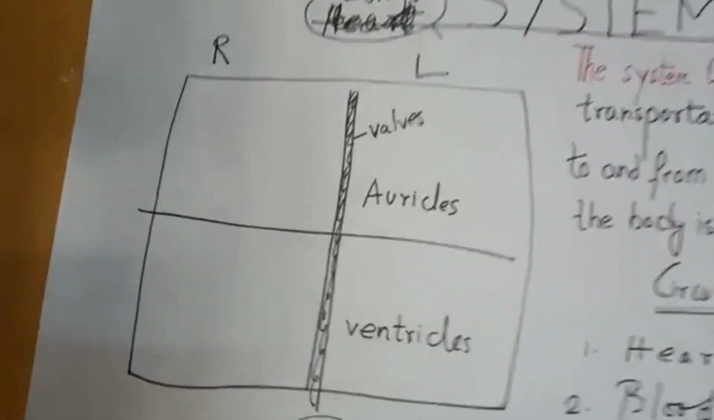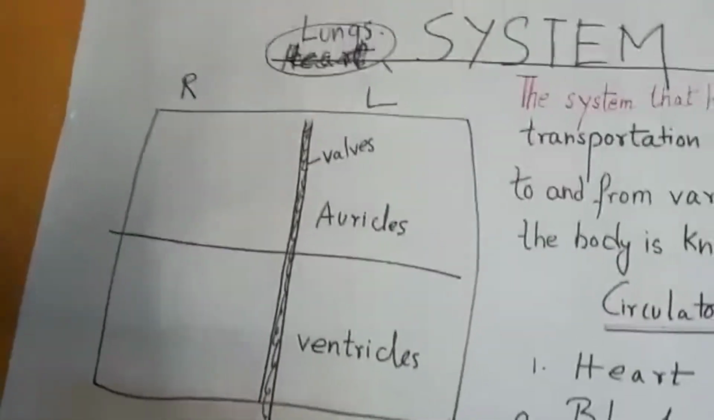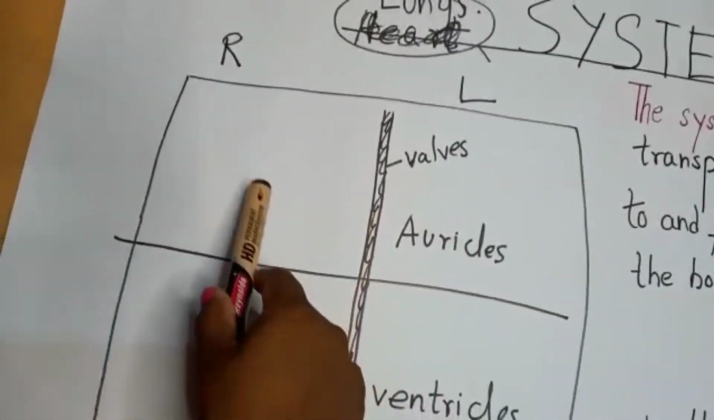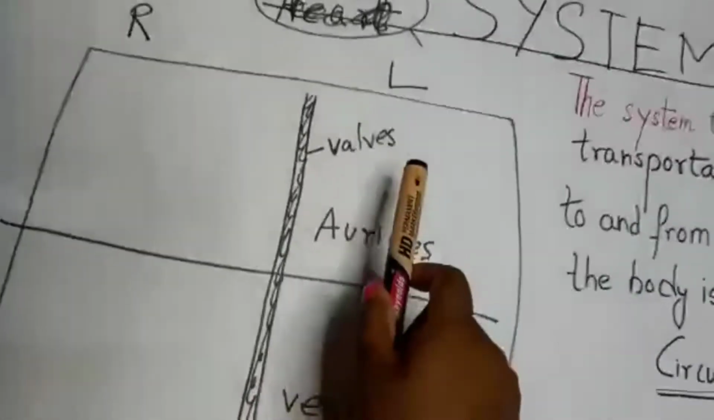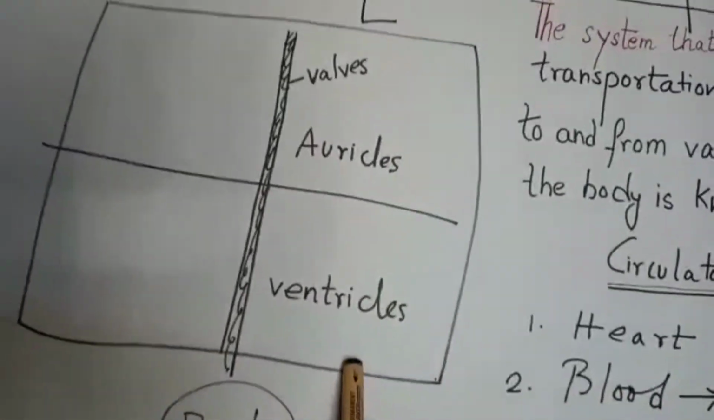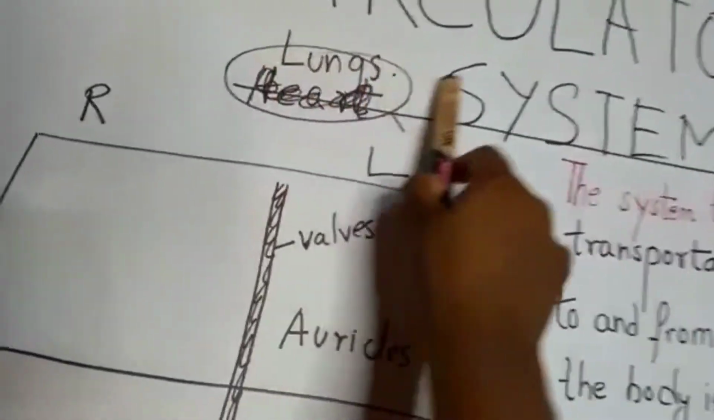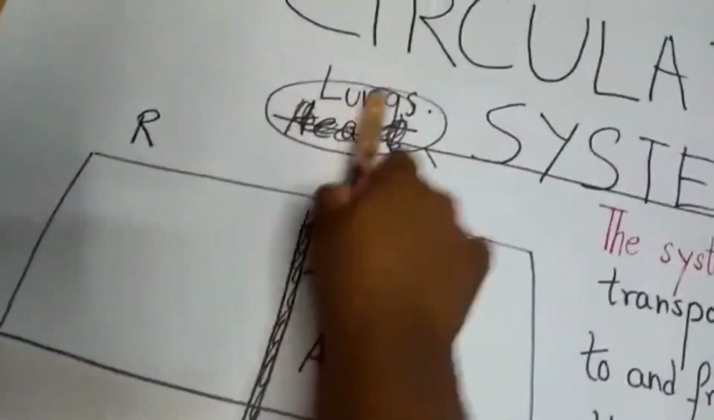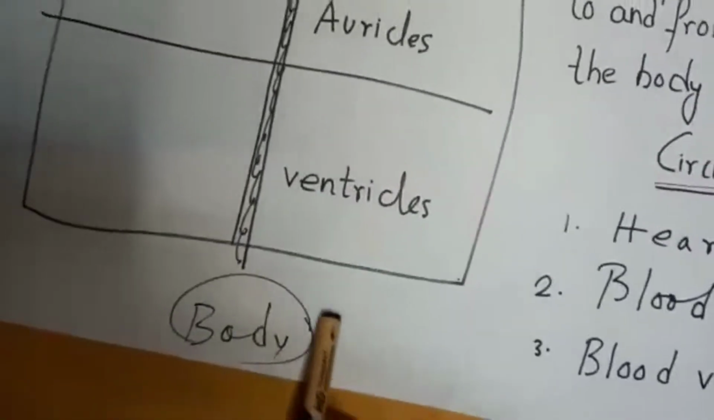So students, previously we have discussed that there are four chambers of the heart. This is the right auricle, right ventricle, left auricle, left ventricle, and this is the lungs where the blood gets purified. It's a purifying machine of our body, okay, and here is the body.